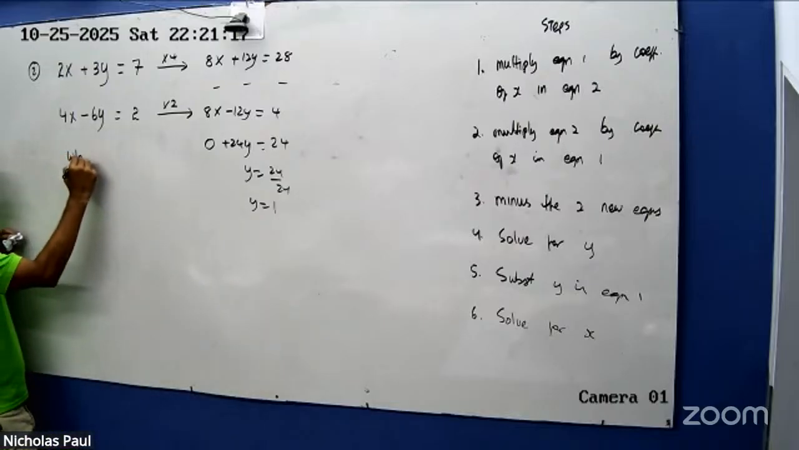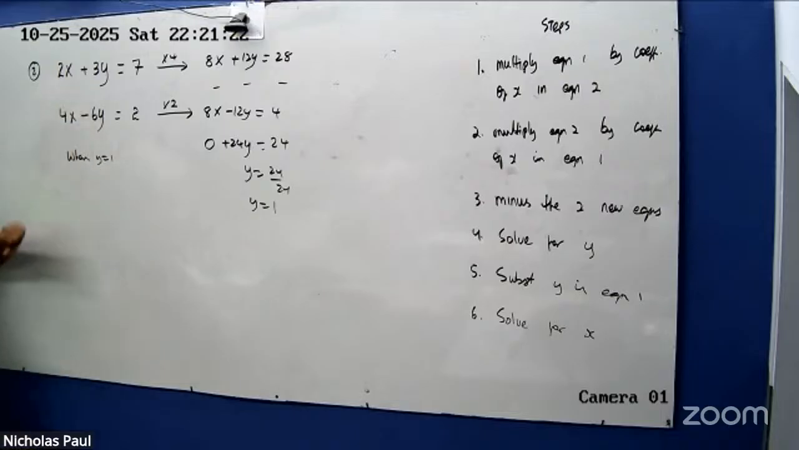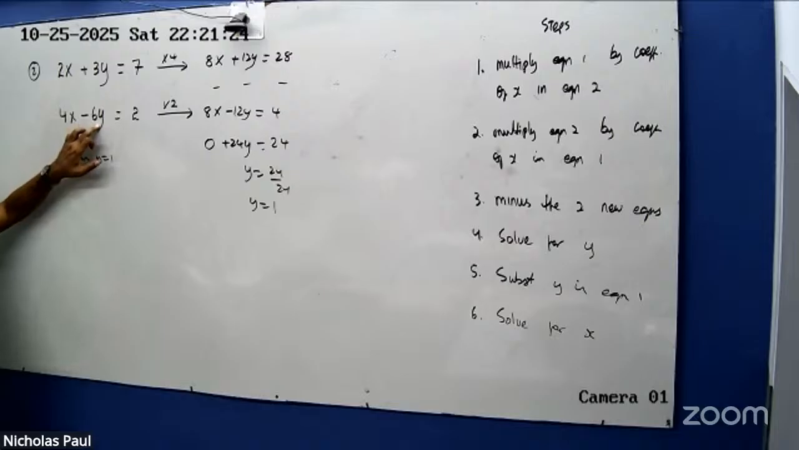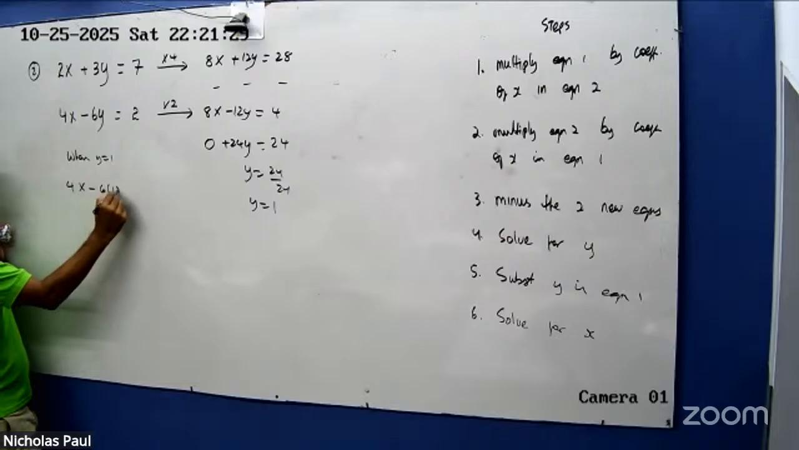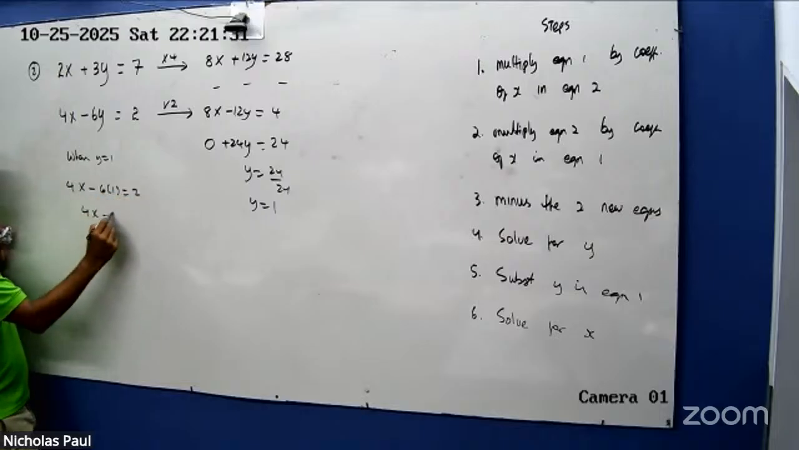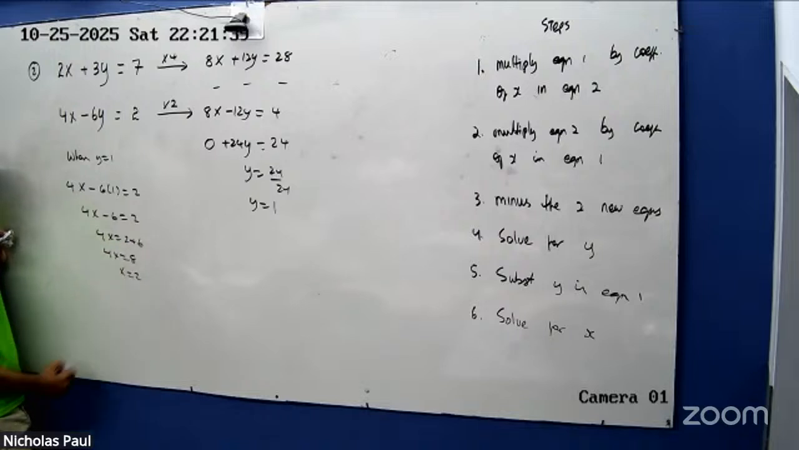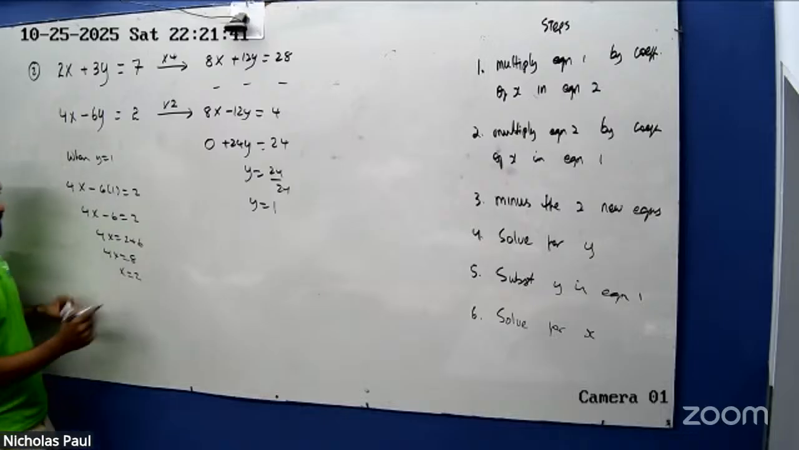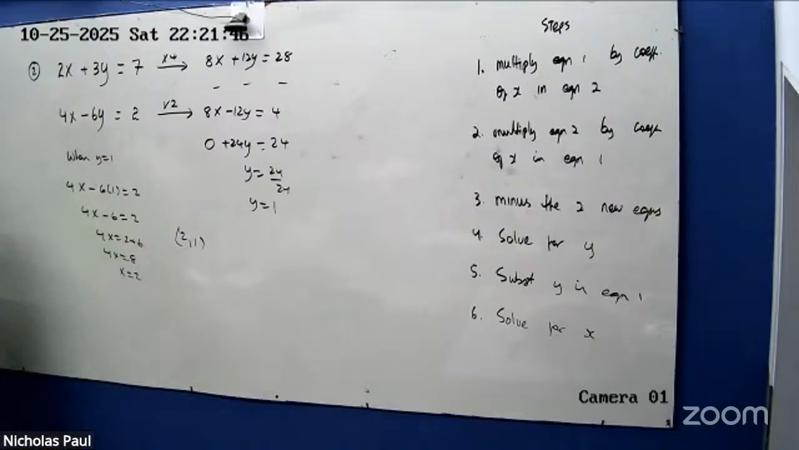Now, when y is equal to 1, does it matter which equation I put y into? No. So I'm just going to try this one, right? 4x minus 6 by 1 is 2. 4x minus 6 is 2. 2 plus 6. 4x is 8. x is 2. Very good. So the answer is 2, 1. Got that? Yeah? Let's go again. Get the next one. And then I'll make it harder.